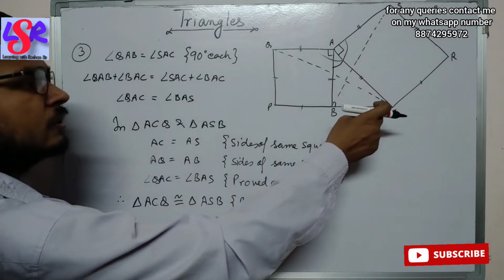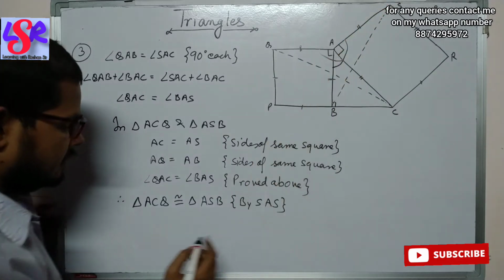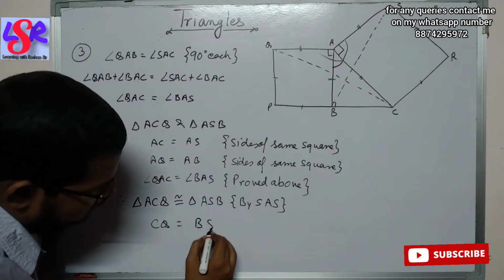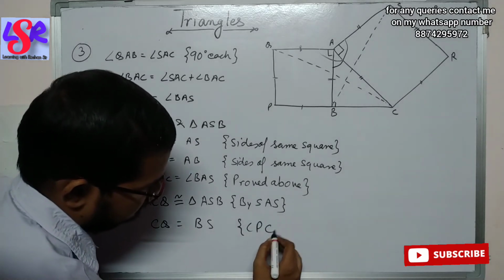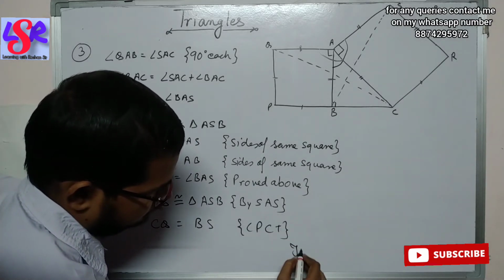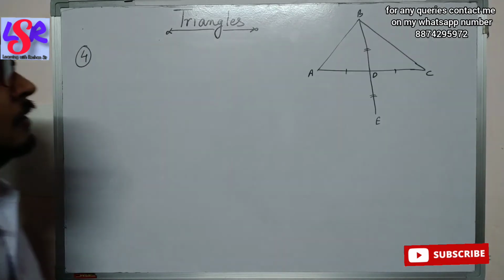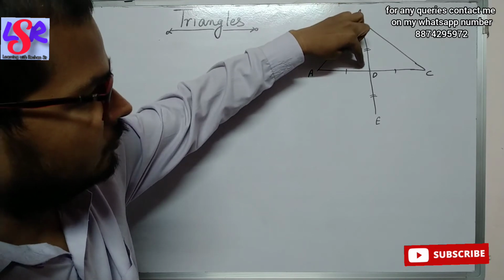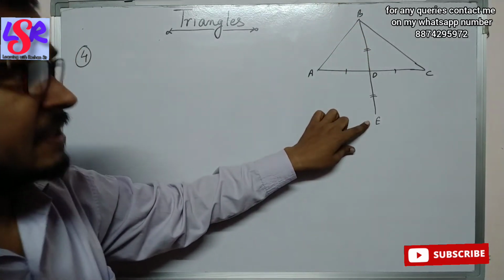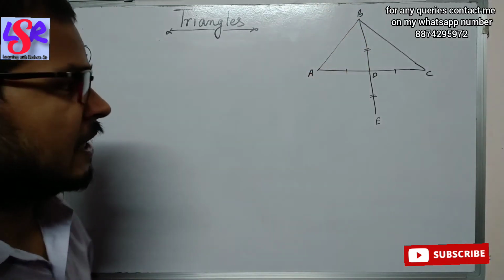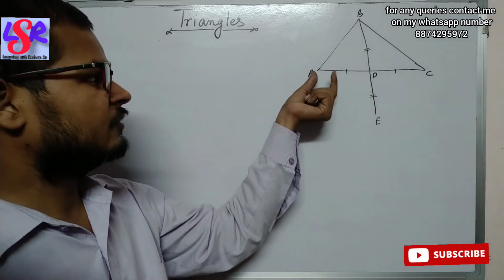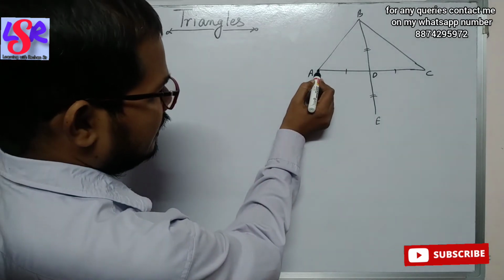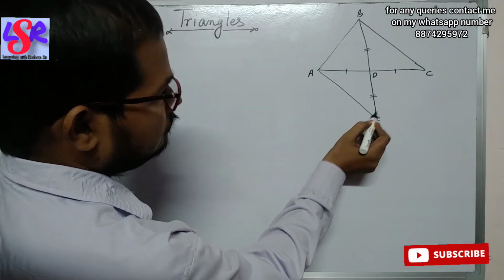And we have to show that CQ equals BS. This can be proved by CPCT. So CQ equals BS by CPCT. Hence proved. Here in question number 4, we are having a triangle ABC and this BD is a median which is produced to E such that BD equals DE, and as BD is the median, therefore AD is also equal to CD. Now we have to prove that this AE is parallel to BC.